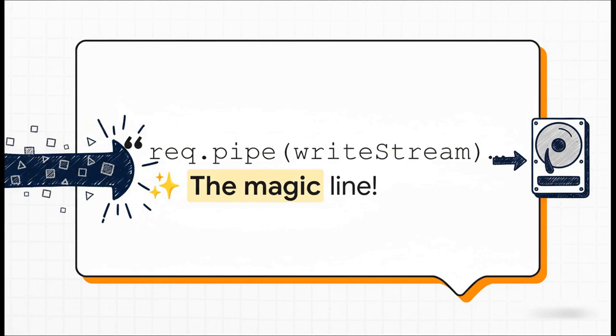That is the magic line. That one simple command tells Node.js, hey, see all that data coming in from the request? Just pipe it. Send it directly over to this file. The data just flows, right from the network, straight to the disk, barely even saying hello to your main memory on the way. It's incredible.